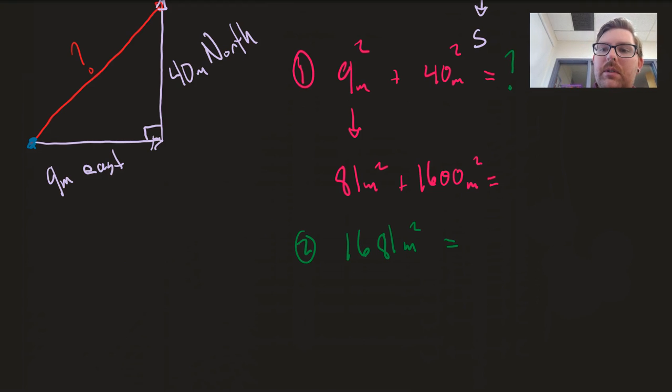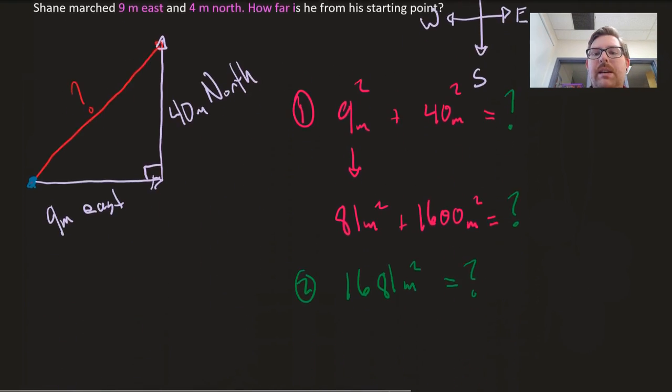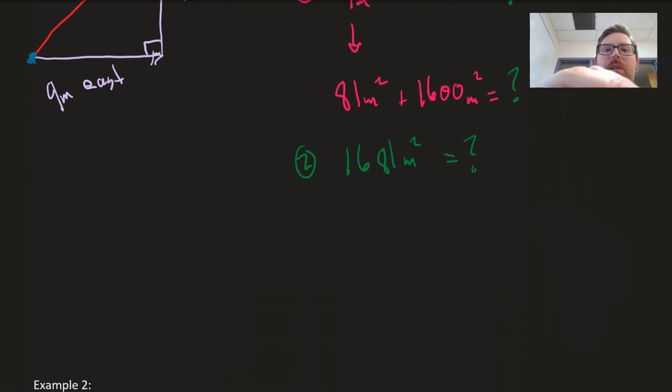And this is equal to the question mark, of course. What's it equal to? I don't know. That's what I'm trying to find out. So I'm done my step 2, and now I'm on to the last and final step. The last step is find the square root of that number. So let's go here. 3. I have 1,681 meters squared, and I am trying to find the square root.